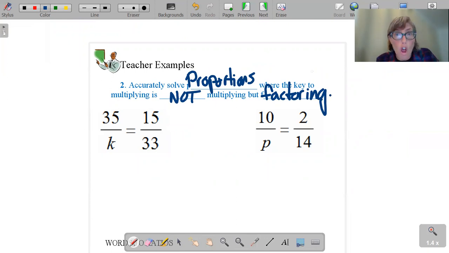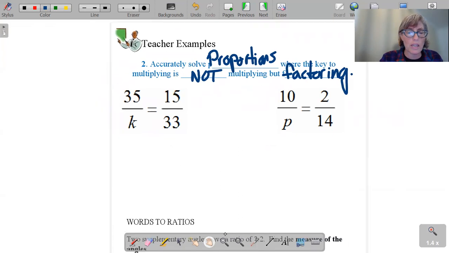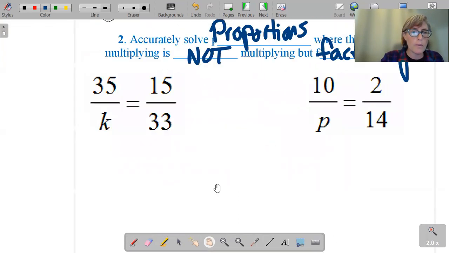You're going to accurately solve proportions by cross multiplying, where the key to multiplying is not multiplying, but factoring. This is a trick you can use. There'll be times that you'll be forbidden from using a calculator. It's like, how do you solve 2-digit multiplication if you can't use a calculator? The key to multiplying is not to multiply, but to factor. Let me show you this technique. It'll save you a lot of time.